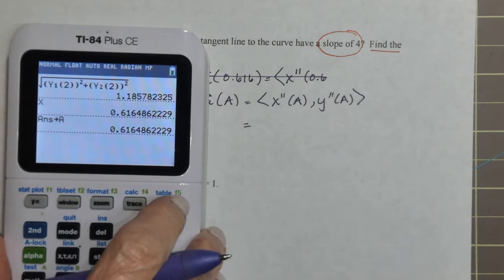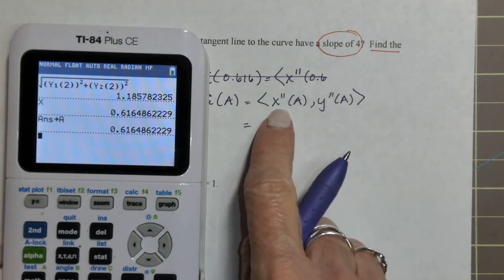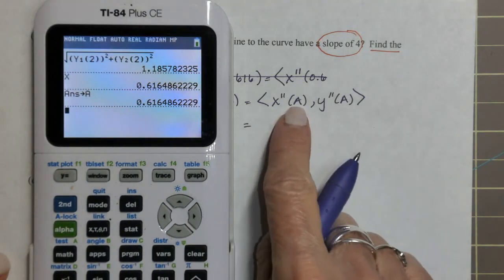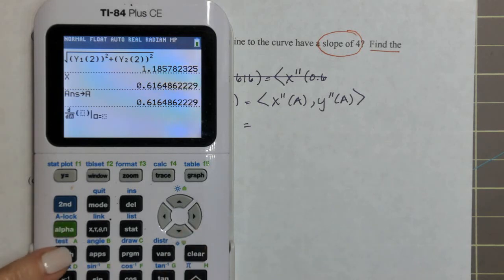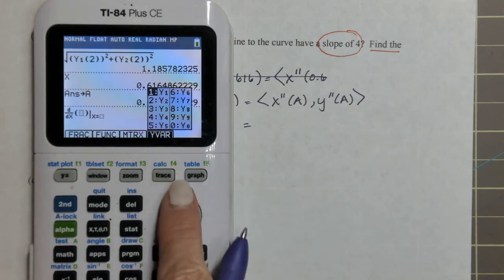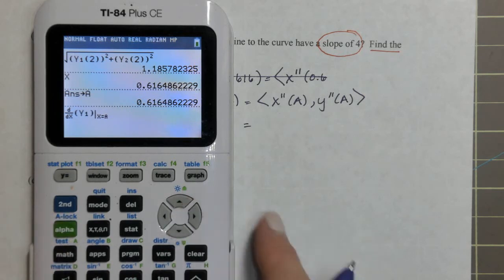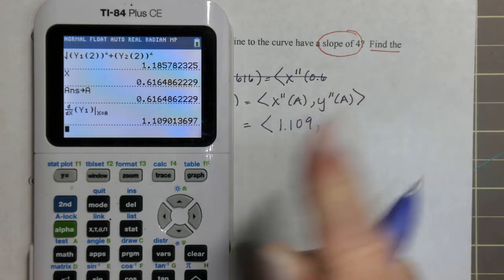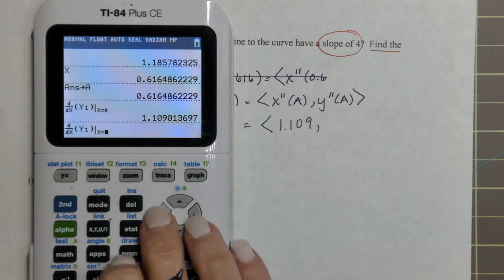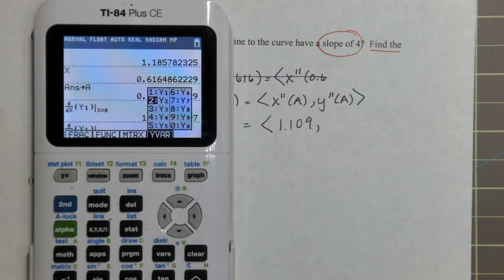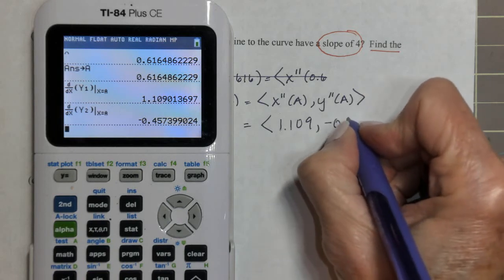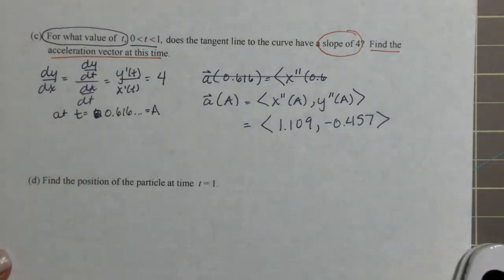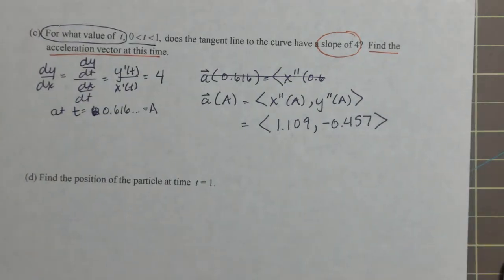And now I'll come and do it. So my home screen, I need x double prime at A, so I need the derivative of my y1 at that value of time, right? So math 8 is my derivative of y1 at time a. And now I'm going to do the same thing, except instead of y1, put y2. And that's it. Okay? That would get you full credit.